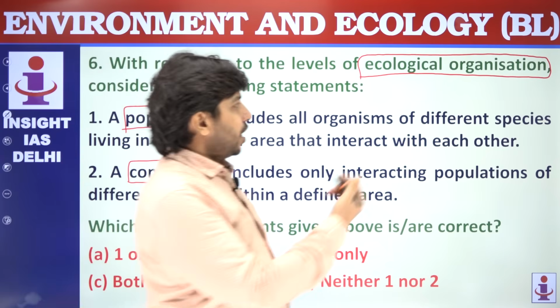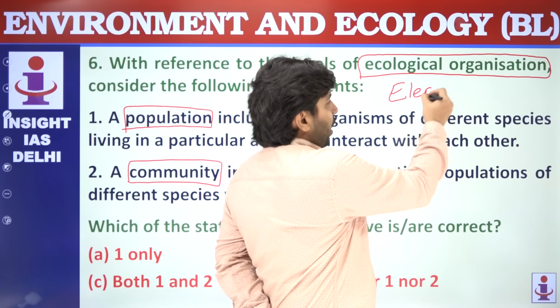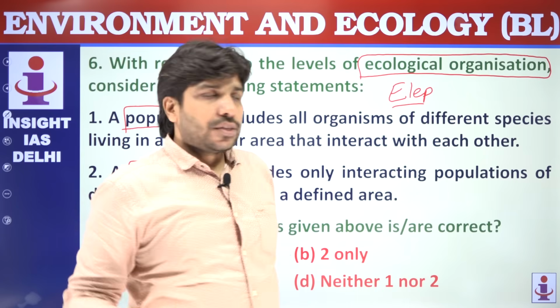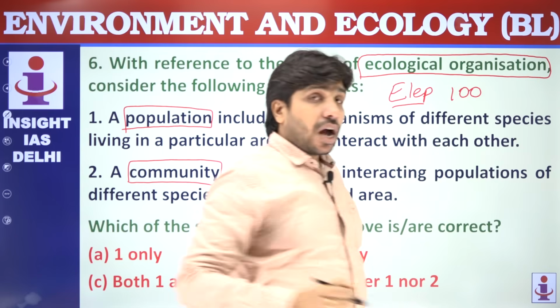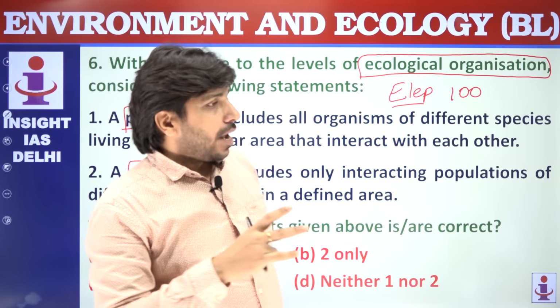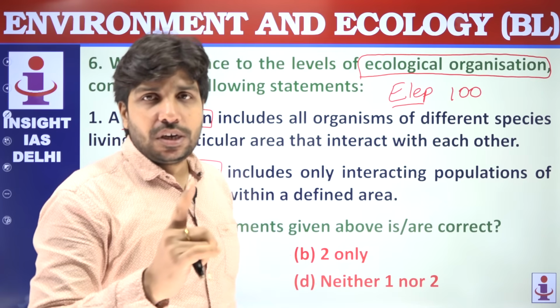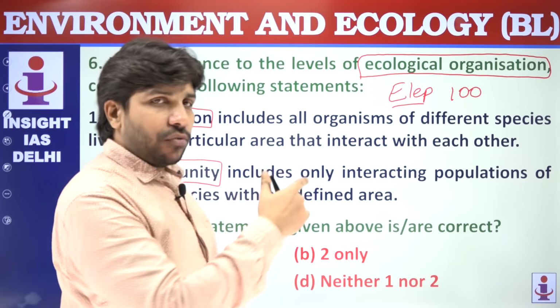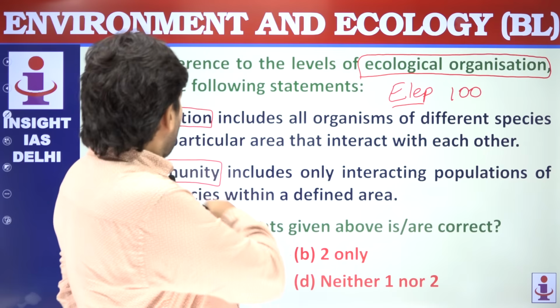For example, take elephants. Suppose in a forest there are 100 elephants. So the total count of elephants is 100. That is called the elephant population is 100. Only one species is being counted over here, that is elephant, and the count is 100, and it is called the population of elephants.